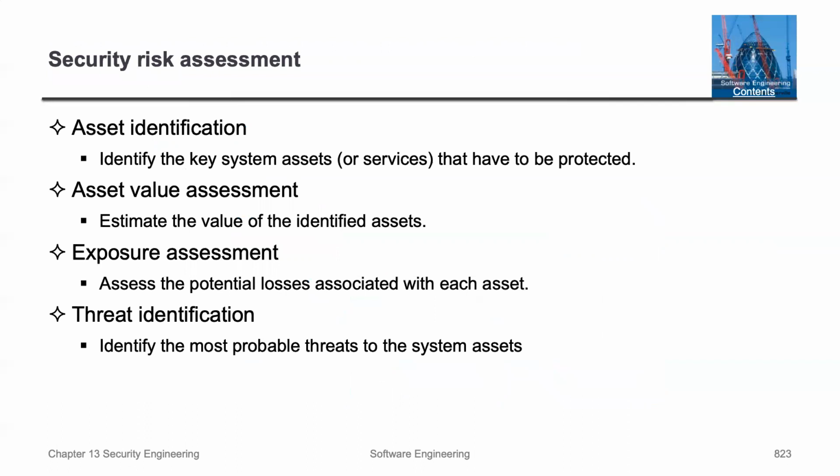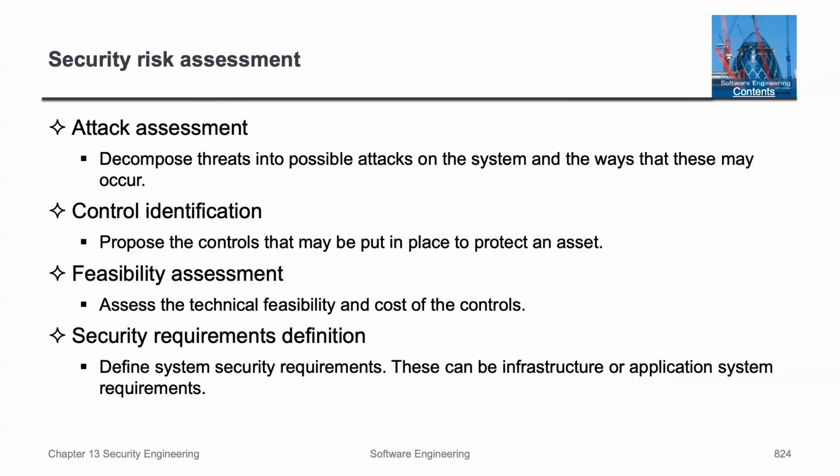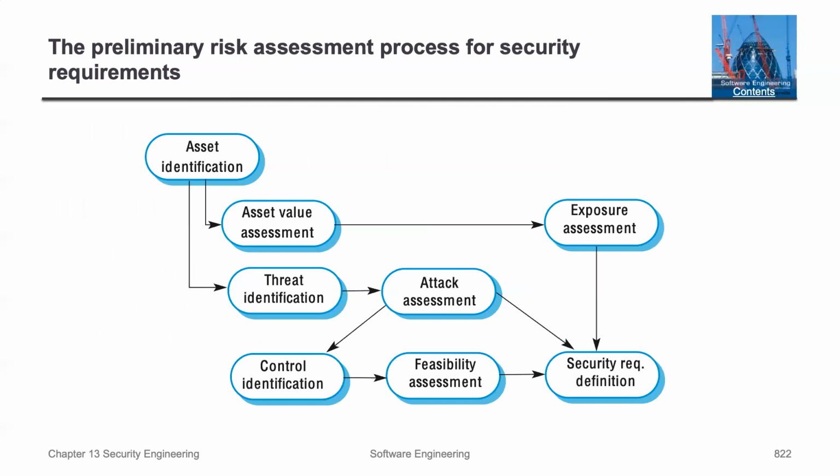So these charts just walk through that. And so you have the asset identification, the asset value assessment, the exposure, and the threat identification. We just talked about these on the last chart, so we'll just skip over that. And ultimately, what this is trying to do is come up with the security requirement definition, where you define a system's security requirements, and these can be infrastructure or application system requirements that are based upon what you found by going through the information in this diagram.